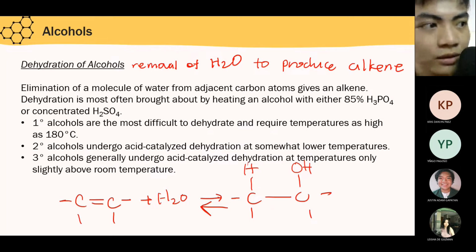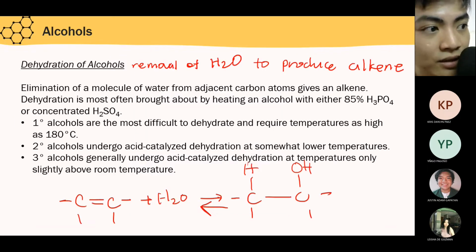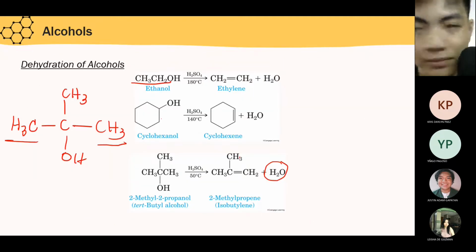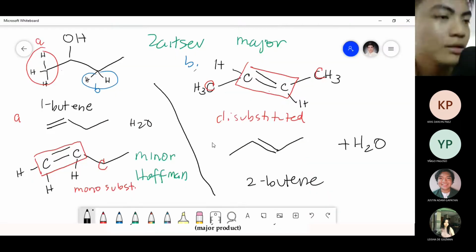Ang dehydration of alcohol, dalawa yung products na pwede ma-produce. We can have the Zaitsev and the Hoffman. Ang kailangan mo dito na reagent ay concentrated sulfuric acid. Okay. So again, dalawa yung product, pwedeng Zaitsev, pwedeng Hoffman. Zaitsev, more substituted, Hoffman, least substituted. Sino yung major product? Ito yung Zaitsev, yung more substituted product.